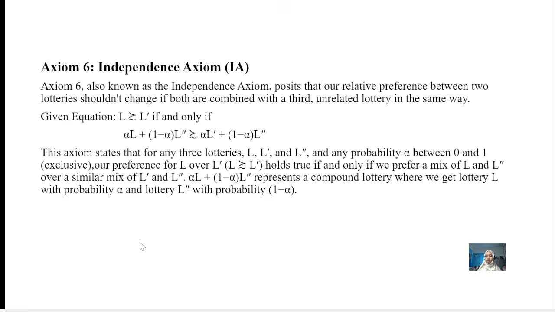And the last axiom is the independence axiom, which posits that our relative preference between two lotteries should not change if both are combined with a third unrelated lottery in the same way, such that L is preferred to L prime if and only if alpha L plus 1 minus alpha L double prime is preferred to alpha L prime plus 1 minus alpha L double prime.